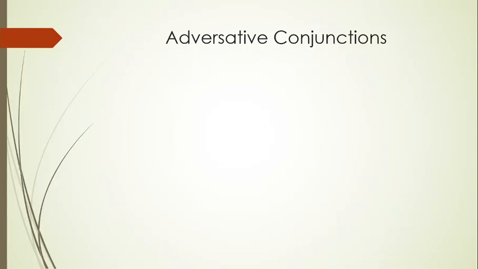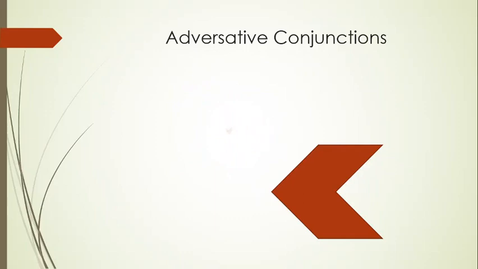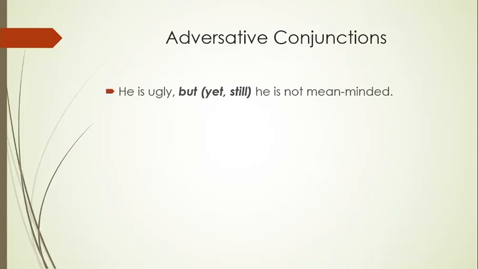So adversative conjunctions provide us with opposites. For example, if somebody says go right, somebody else will say go left. And in this way, the oppositions will be presented and adversaries will come face to face. Let's have some examples to get the idea clear in our head. He is ugly, but he is not mean minded. You can replace but with yet or still, and it will still mean the same thing.